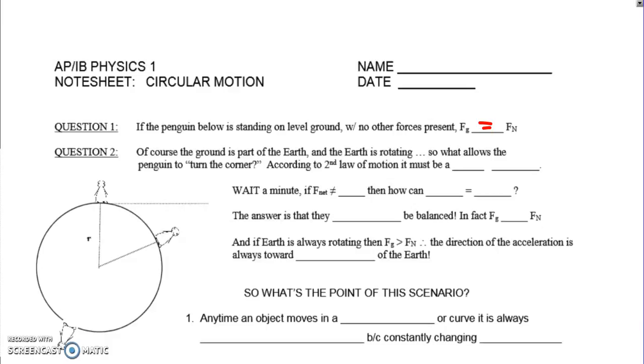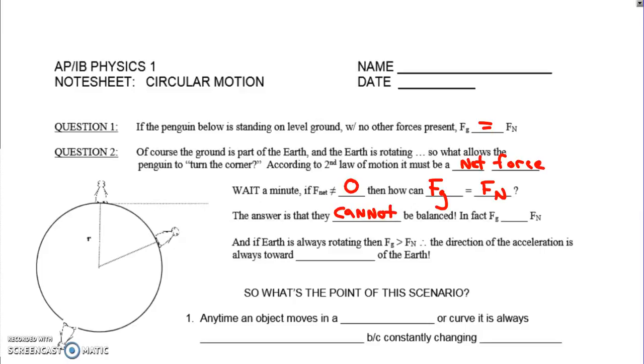So then the question becomes, what allows it to turn the corner? So recall that there's three ways to accelerate: speeding up, slowing down, or turning. So if we're turning, then what we know is that there must be a net force. And then what that means is that the F net is not equal to 0. So then we cannot have F of G equal to F of N. So how can we? The answer is that we cannot, the forces cannot be balanced.